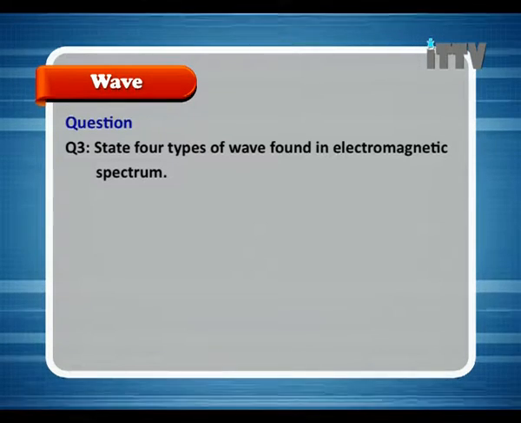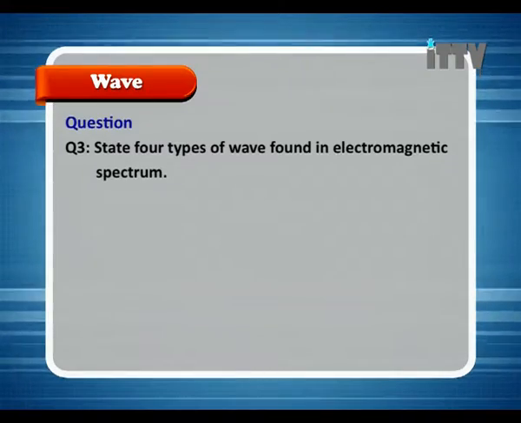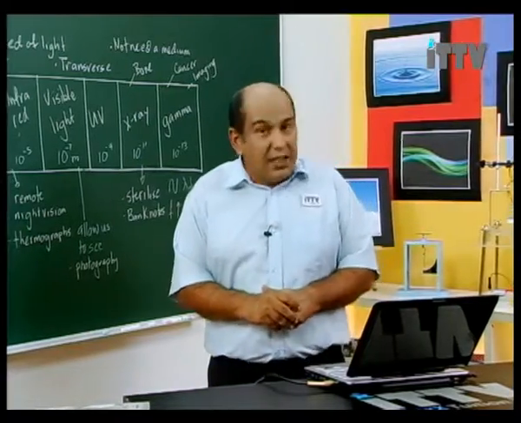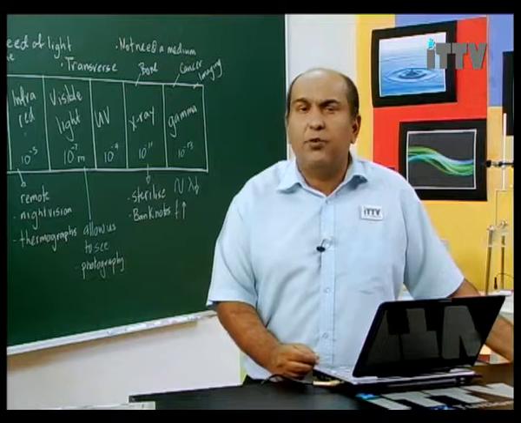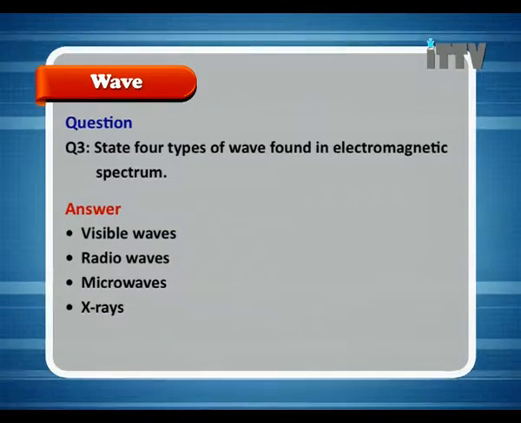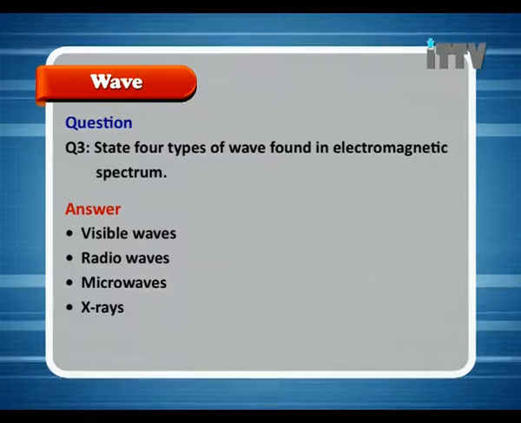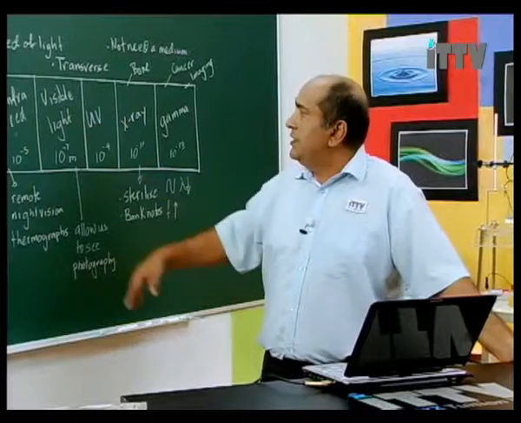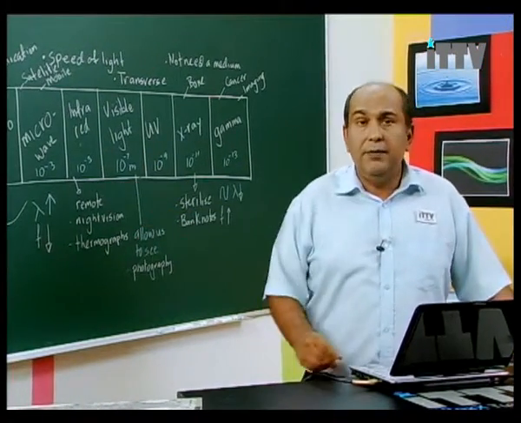Let's try a few questions. State 4 types of waves found in the electromagnetic spectrum. We have 7 of them. List any 4 that you like, the 4 that you think you will be most likely to remember. Have you listed them down? Answer: visible waves, radio waves, microwaves, X-rays. Any others that you said will also be taken, such as our ultraviolet or our gamma or our infrared.